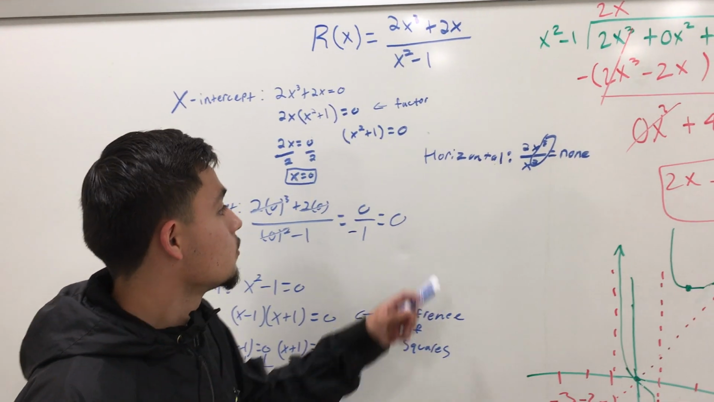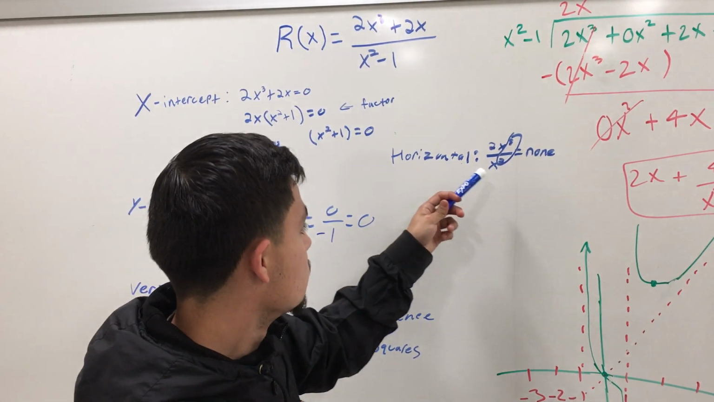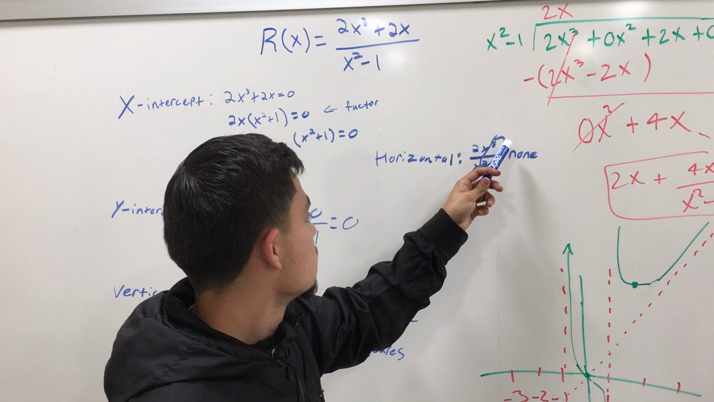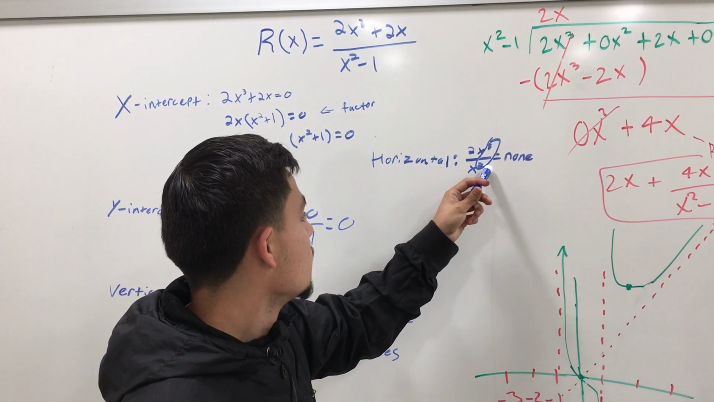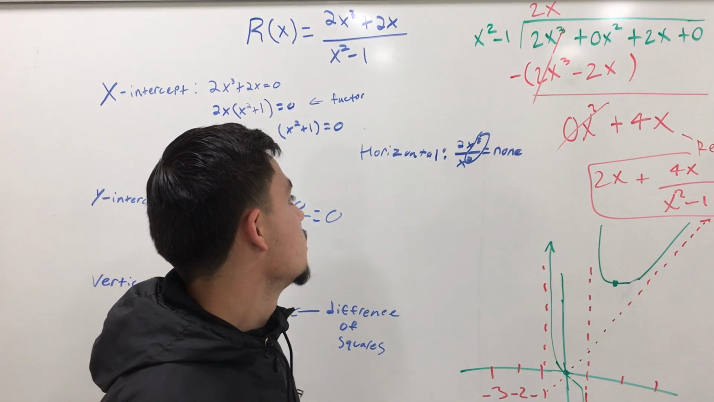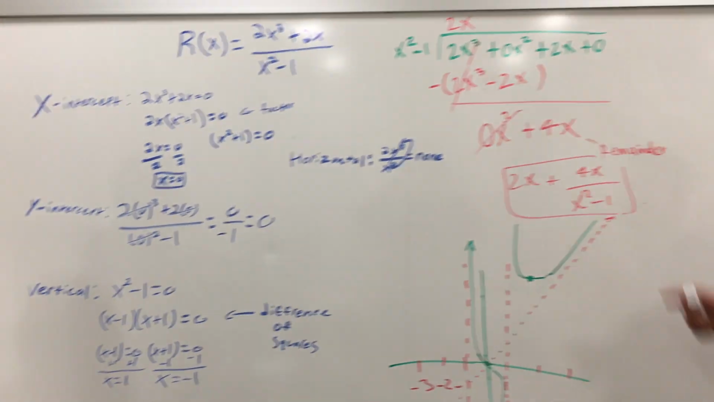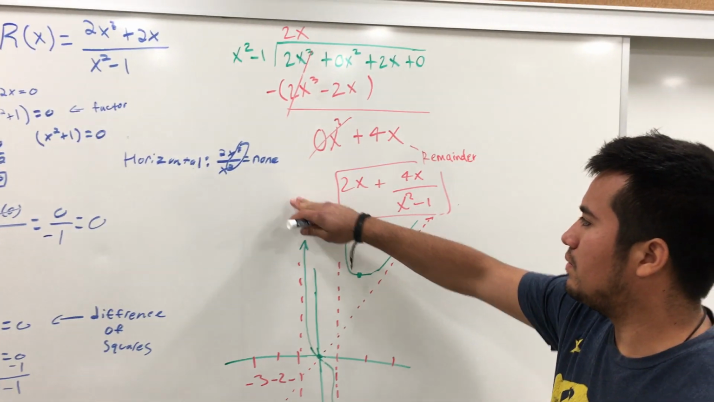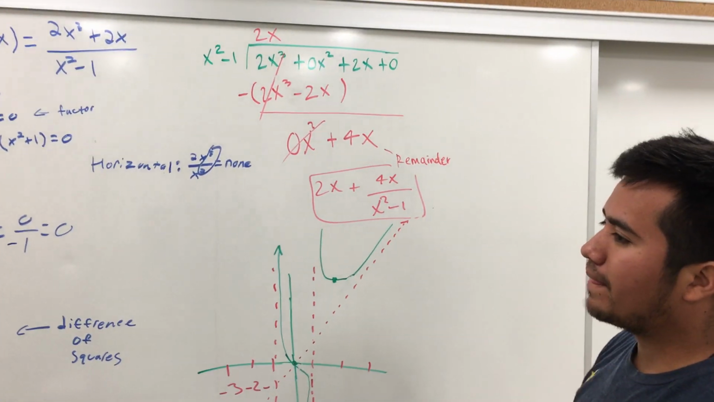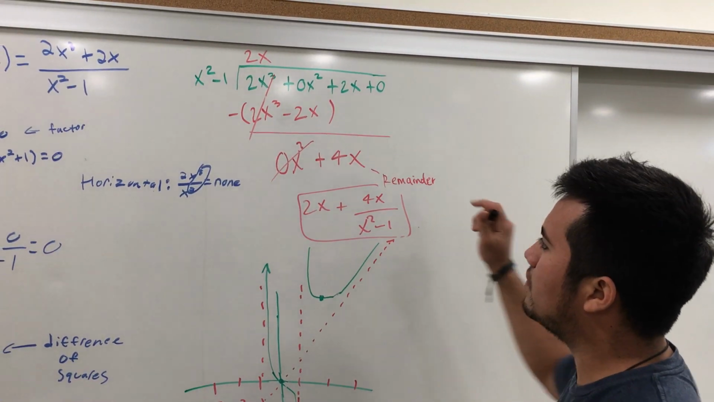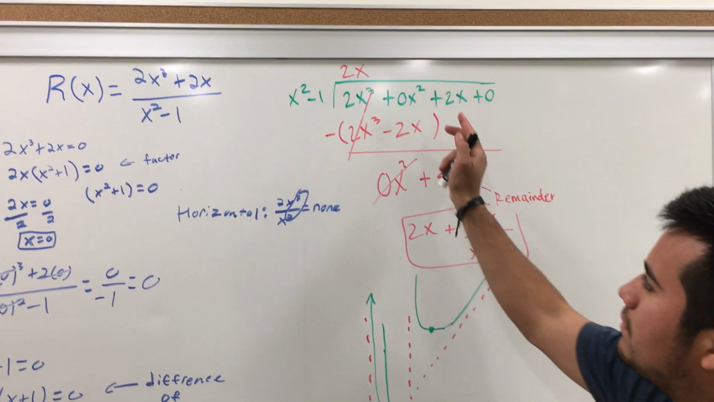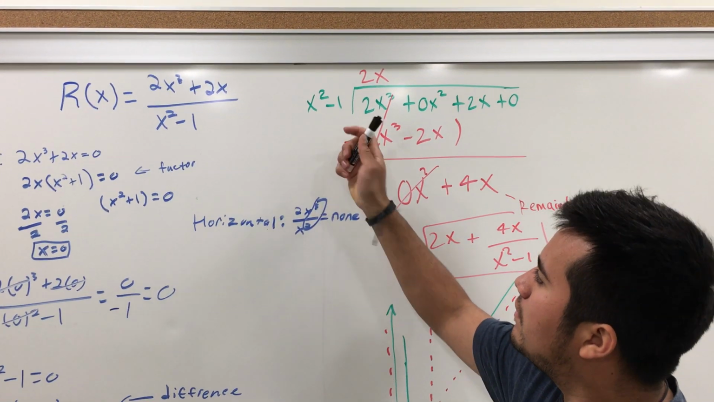And then for your horizontal asymptote, we use the exponent rule. The top exponent is bigger than the bottom exponent, so there is no horizontal asymptote. Alright, even though there's no horizontal asymptote, there is a slant asymptote. But how do we find the slant? So we use long division to solve for it.